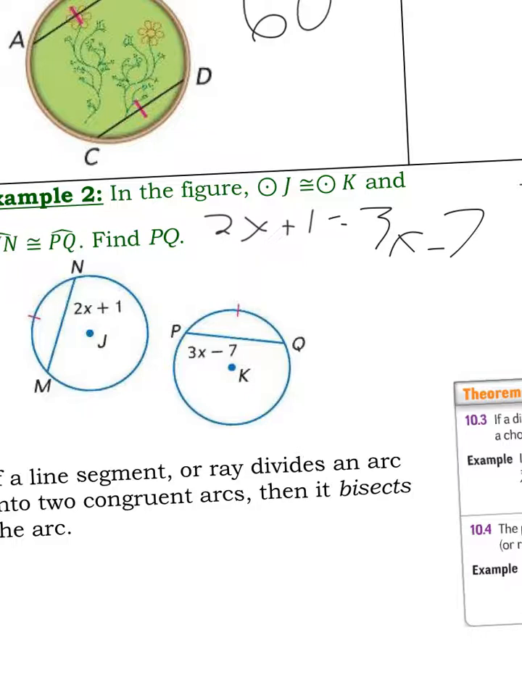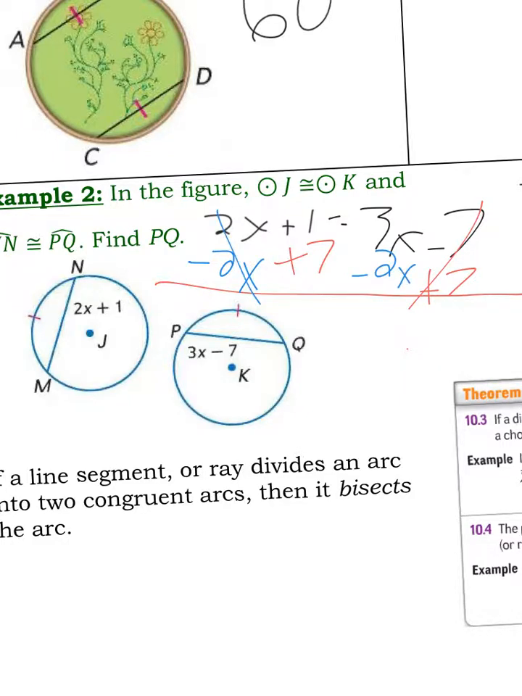Alright, so let's see here. I can add 7 to the other side. Cancel that. And if I do that, then I should subtract 2x from this side. So I'm left with 8 equals 3 minus 2 is 1, so 8 equals x.